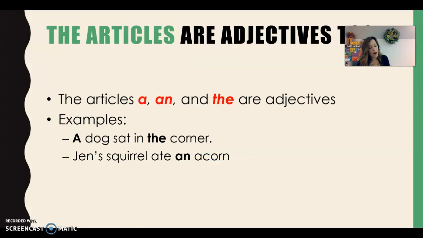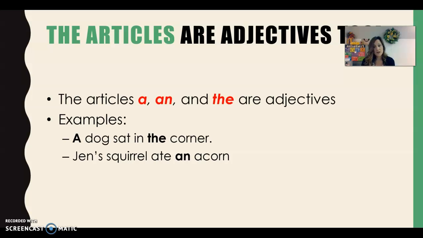So then we have a box on your graphic organizer that says articles. Well, guess what? Articles are adjectives too. So the words a, an, and the are also adjectives, specifically called articles. So a dog sat in the corner. What dog? A dog, right? Jen Squirrel ate an acorn, okay? So they are also describing which one, an acorn, or how much, right? So a, an, and the are also articles, which are adjectives. So you can put those three words up in the very top box where it says articles: a, an, and the.